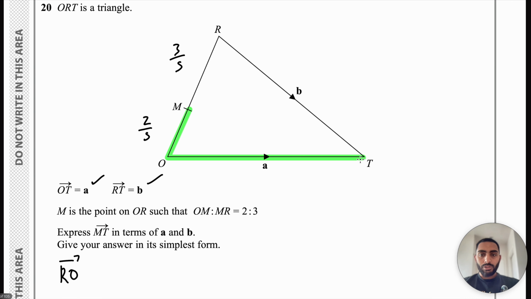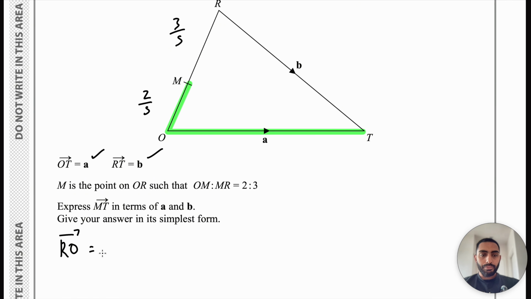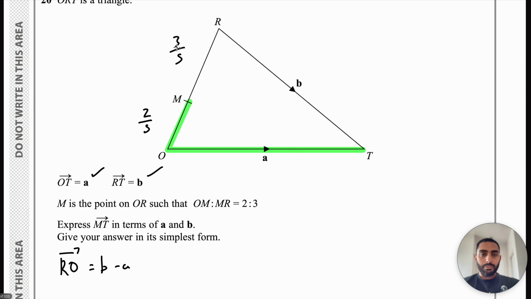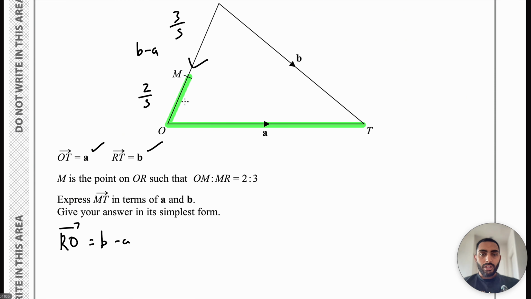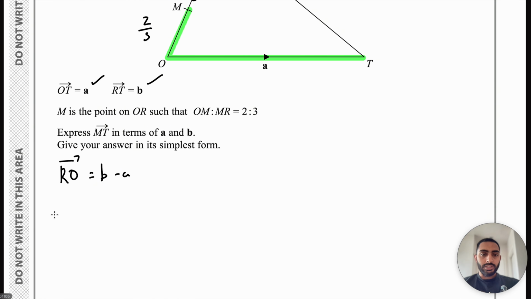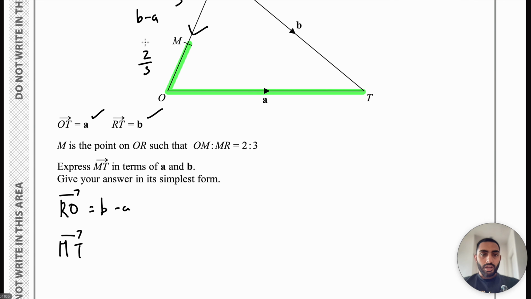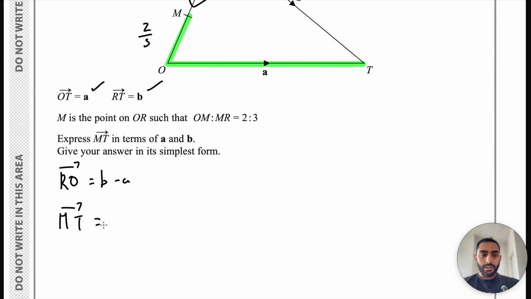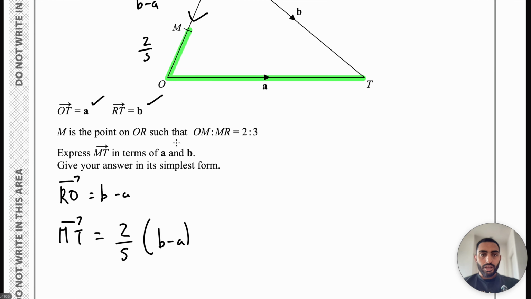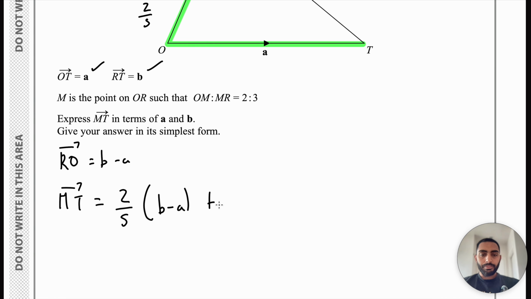RO, I'm going down to T, so I'm doing add B, and then I'm taking away A. That gets me from there to there. So this vector over here is B minus A. And I just want 2/5 of that to get from M to O. So now we're going from M to T. I just want 2/5 of B minus A. And then I'm adding one more lots of A.